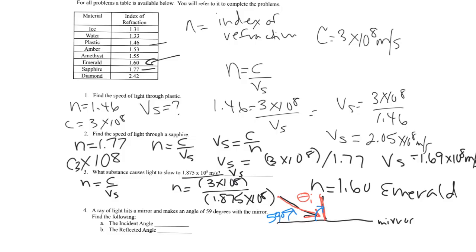So I've got to do 90 minus 59 to find out what the incident angle is. So in this case, the incident angle is going to be 90 minus 59, and that's going to make the incident angle 31 degrees. The reflected angle, because it's a smooth surface, will end up being the same value. So the incident angle is 31 degrees and the reflected angle is also 31 degrees.